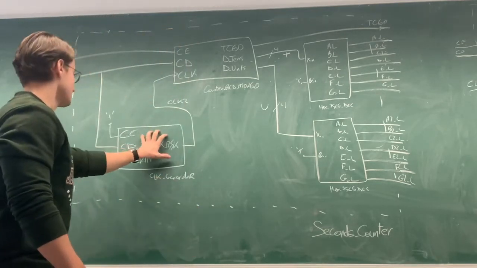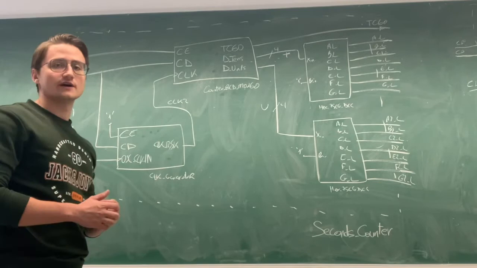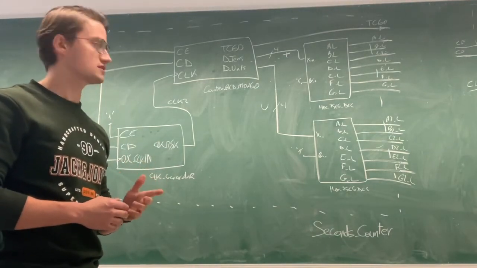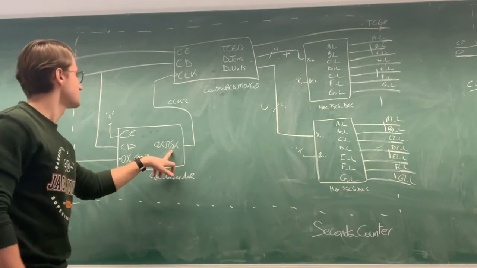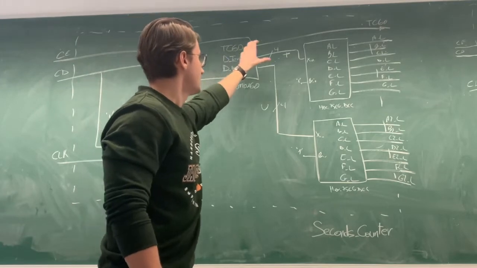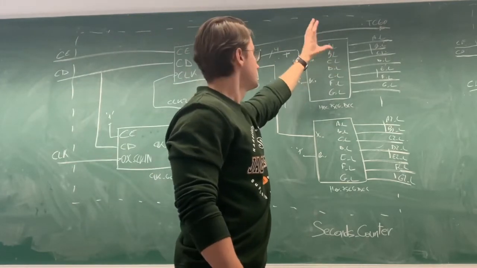The clock generator is given to us because we need to modify our clock frequency from 15 megahertz to only 12.5 kilohertz. That will be sent directly to the counter BCD modulo 60. And the 7-segment displays will be used to display the tens and the units.